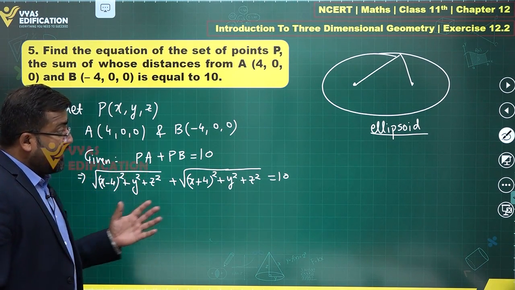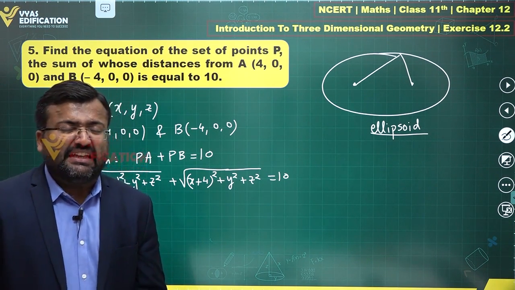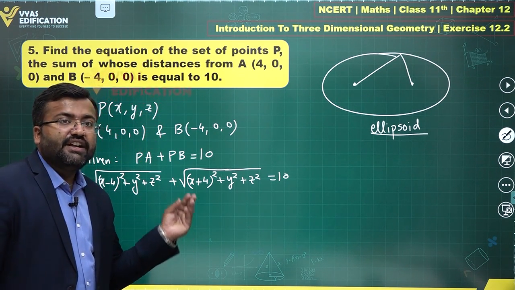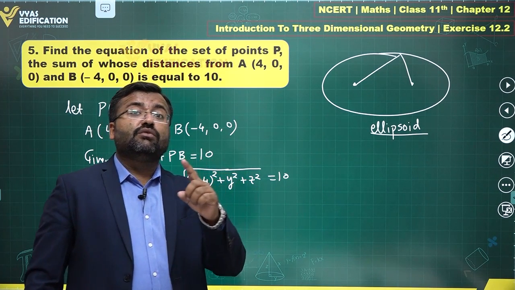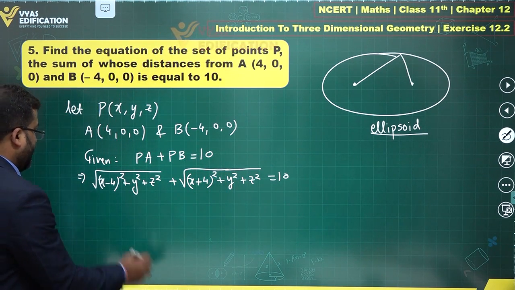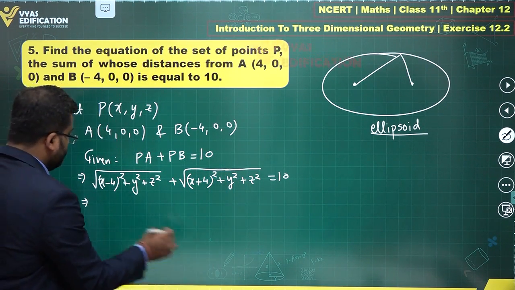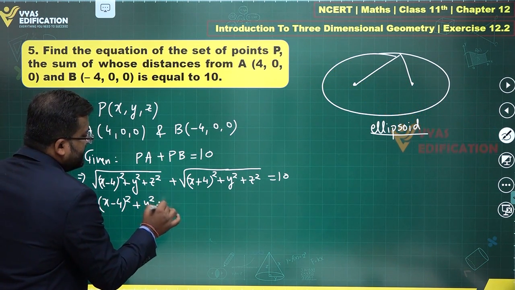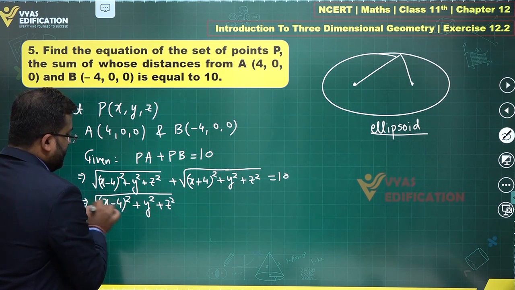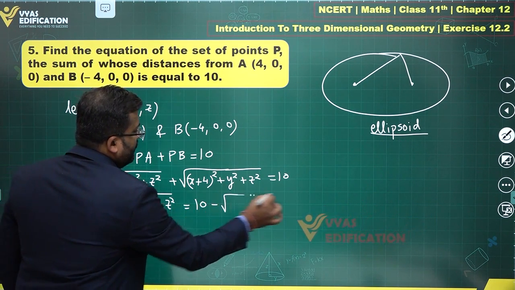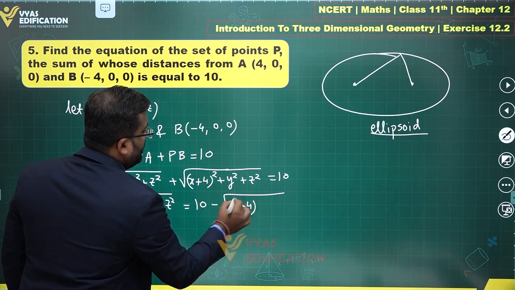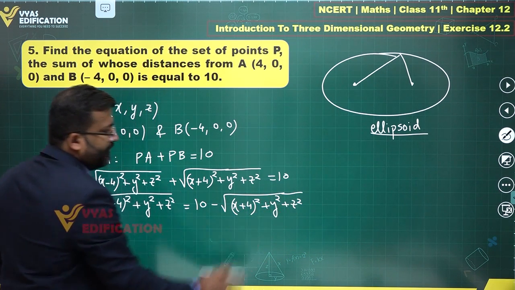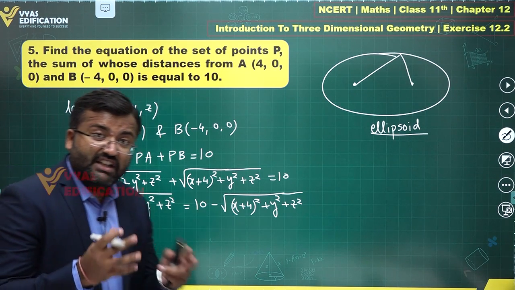So you have two square roots on the left hand side. Should we square directly? It will unnecessarily complicate things. When you have two under roots on one side, take one of the roots to the other side and then you can square. So what I'll do is, I'll leave this x minus 4 squared plus y squared plus z square on the left hand side. I'll take this 10 minus under root of this over here. Once I have done this, now I can square.